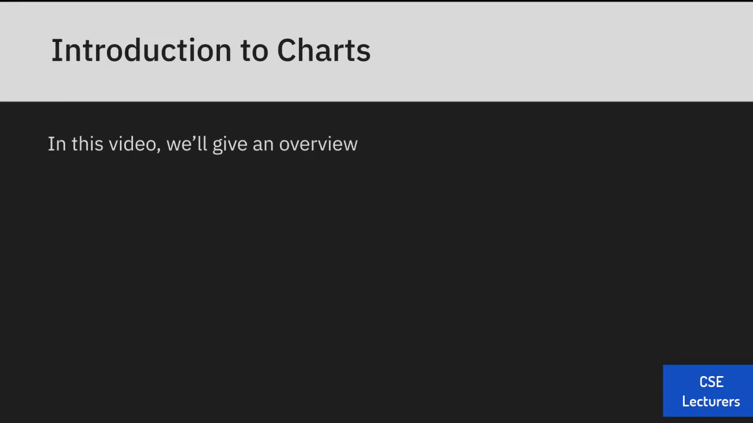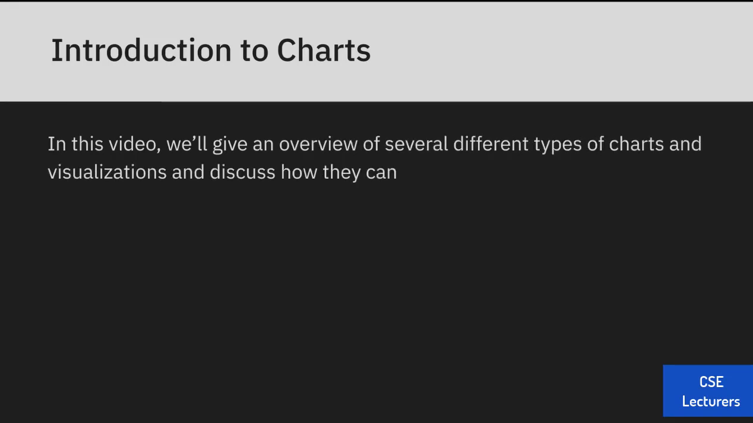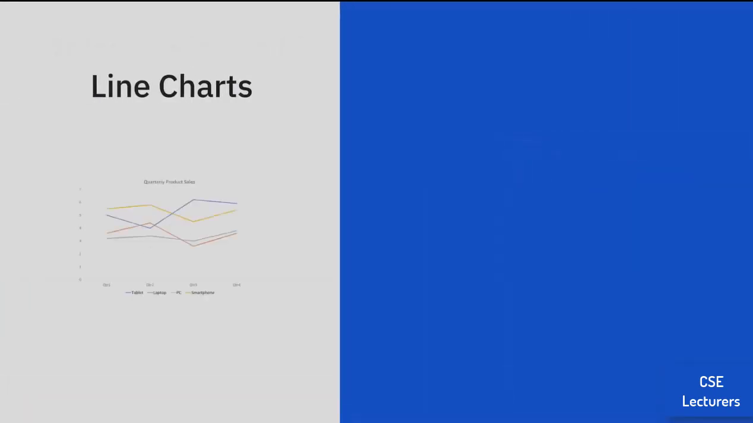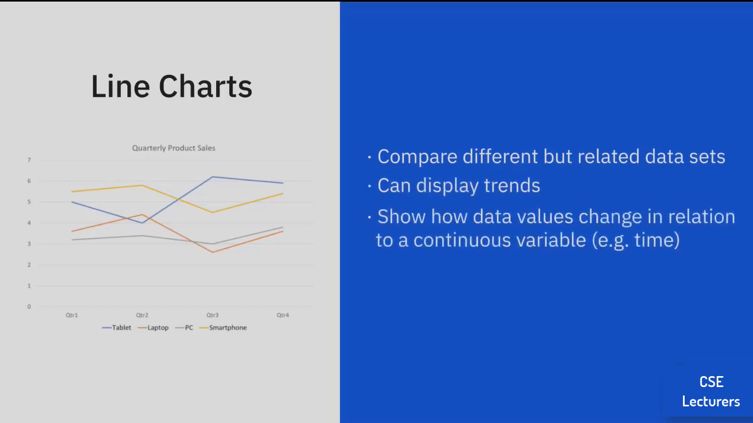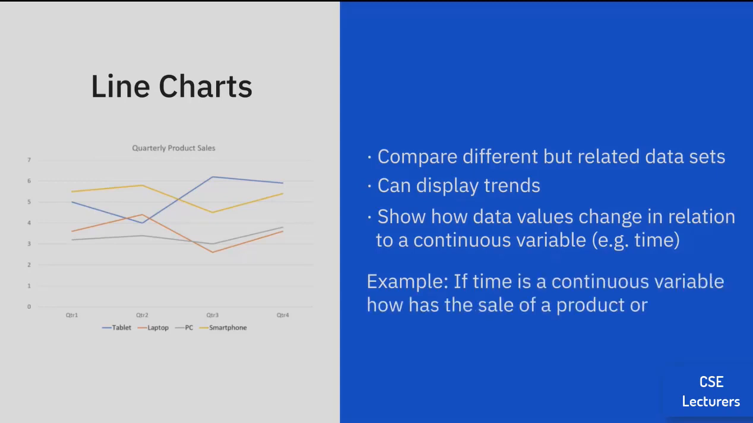We'll give an overview of several different types of charts and visualizations and discuss how they can be used to tell a story. Let's begin by looking at a line chart. When comparing different unrelated data sets, a line chart is a great way to display the information. They are able to display trends and show how a data value is changing in relation to a continuous variable. For example, if time is a continuous variable, how has the sale of a product or multiple products changed?